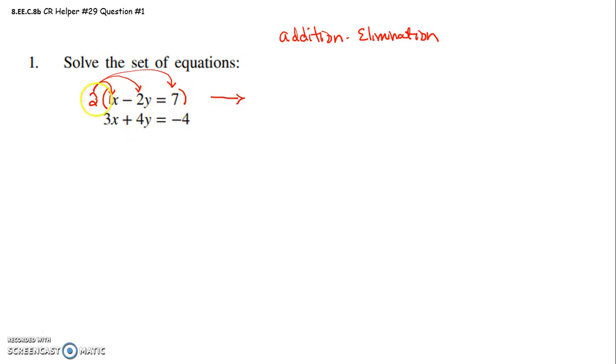So this first equation, 2 times 1x is 2x. 2 times negative 2y is negative 4y, or minus 4y, equals, and when I multiply 2 times 7, I get 14. You have to multiply each term in the equation by 2. And the second equation can just stay the same, 3x plus 4y equals negative 4. Now, I think yours on your CR already is in this form, which is great, because then you'll be able to just do addition and you'll eliminate one of the variables.